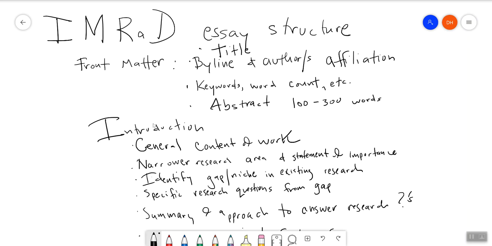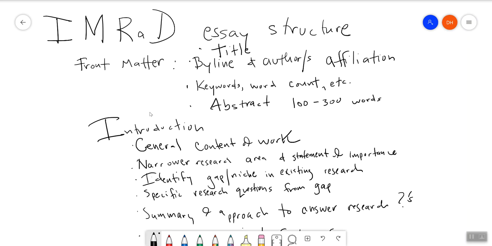So in the essay structure, you're going to see things like what's called the front matter. Now this is the byline, the author or authors, and affiliation. Then there are keywords, word count if necessary, etc. And then an abstract. Now for English 300, you guys are going to be writing two different abstracts. You'll see how this works later, but the abstract is simply a 100 to 300 word broad summary of what the article that you're writing is doing.